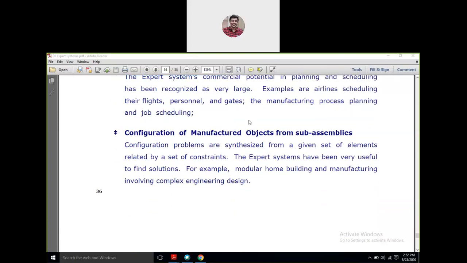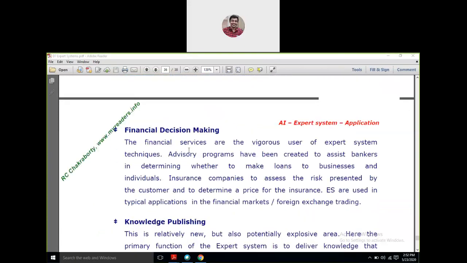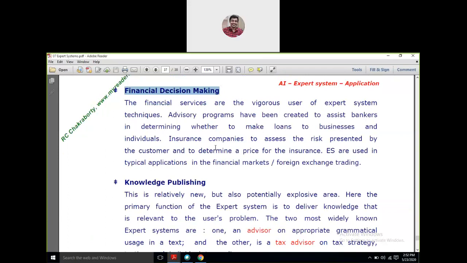Now, configuration of manufacture, these are some things. Financial decision making, I have talked on this, like the Midas formula that I told you previously during the starting of the expert system, right? Then comes knowledge publishing. These are some things which you need to go through if you want. So this part finishes our expert system, right?